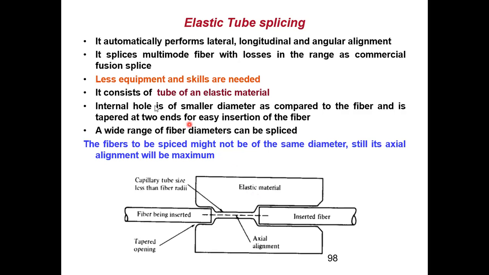Since it is an elastic material, it automatically performs longitudinal, lateral and angular alignment, and it splices multi-mode fiber with losses in the range of commercial fusion splicing. And with this particular method, less equipment and skills are needed. Now, why less equipment and skills are needed is, if you have studied this fiber diagram well, just see the fiber and can you tell me what you observe in this particular fiber?